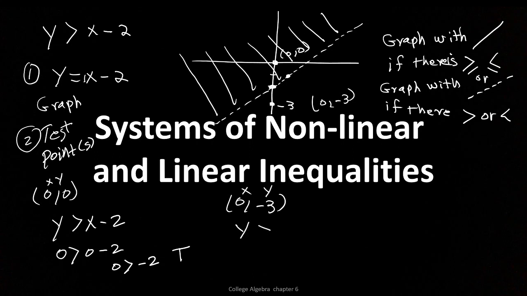Is greater than x minus 2. 3 here, and we'll put 0 here. We get negative 3 is greater than negative 2, right? That makes sense? Is this true? No. Negative 3 is not to the right of negative 2. This is false, so we don't shade here.